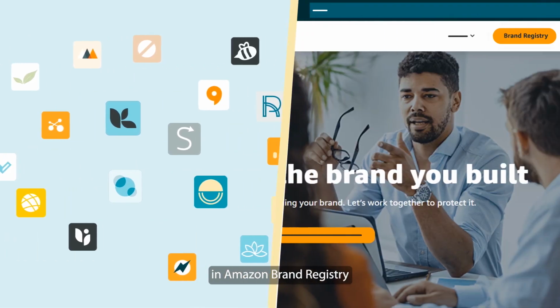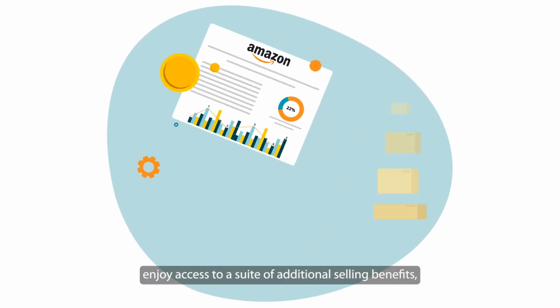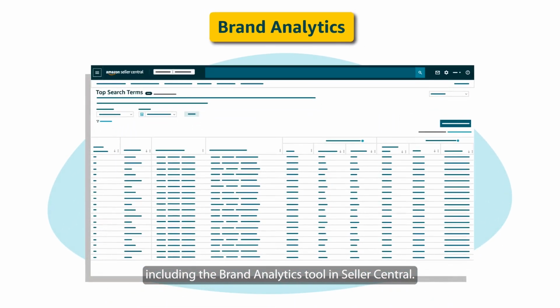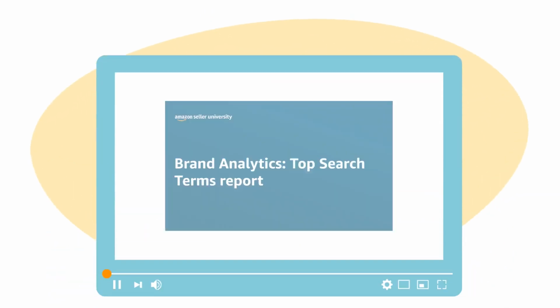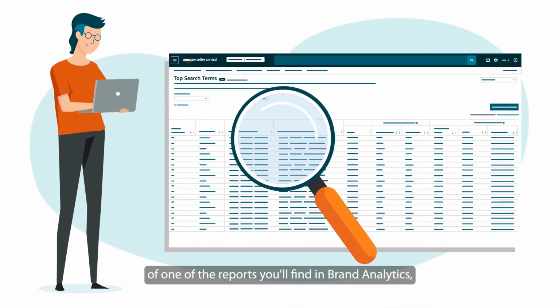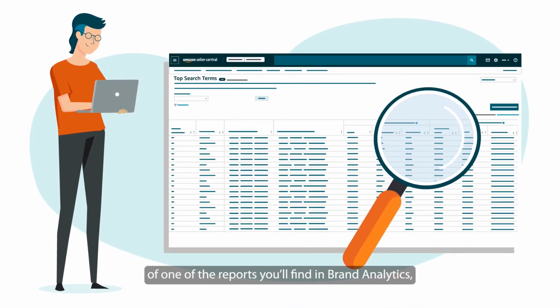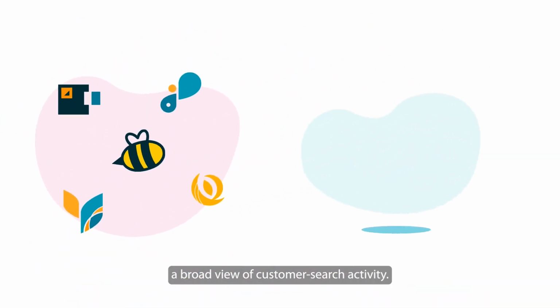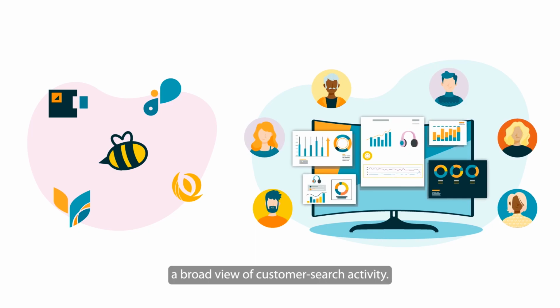Brands enrolled in Amazon Brand Registry enjoy access to a suite of additional selling benefits, including the Brand Analytics tool in Seller Central. In this video, we'll review the features and functionality of one of the reports you'll find in Brand Analytics: Top Search Terms. This report provides brands with a broad view of customer search activity.